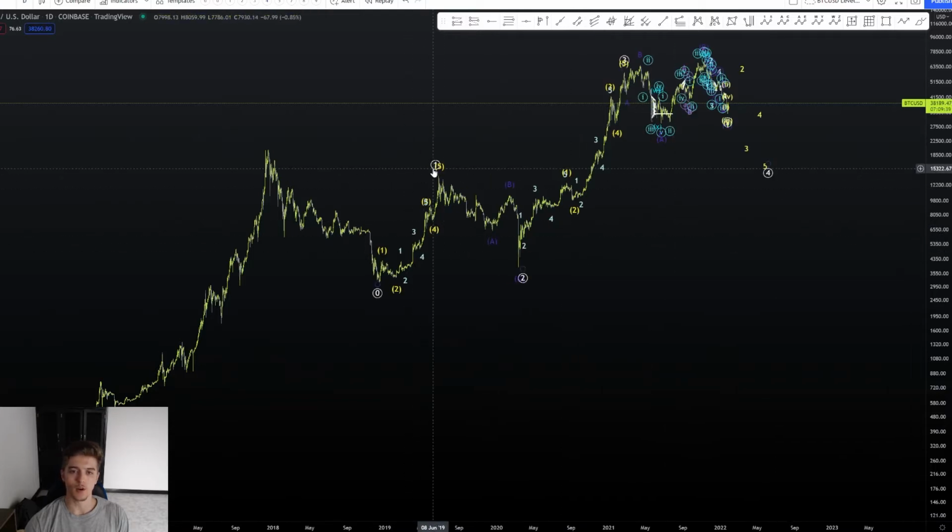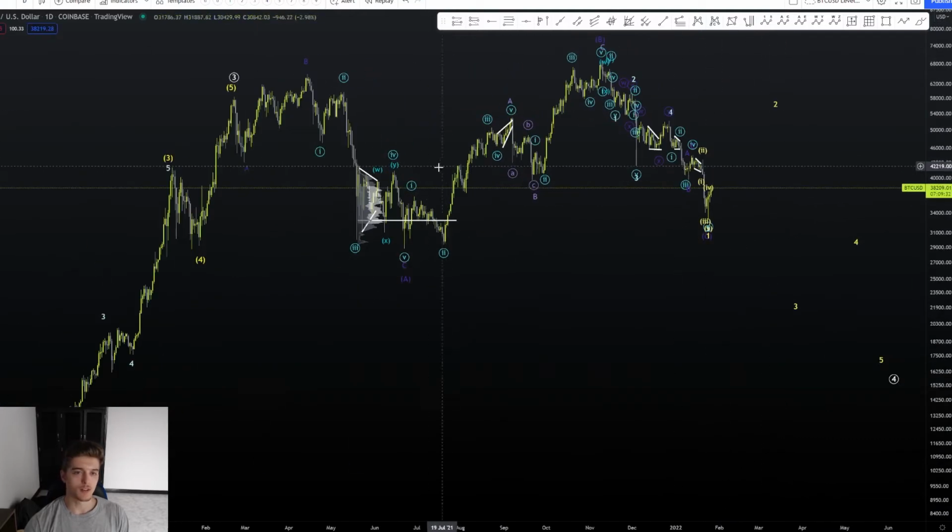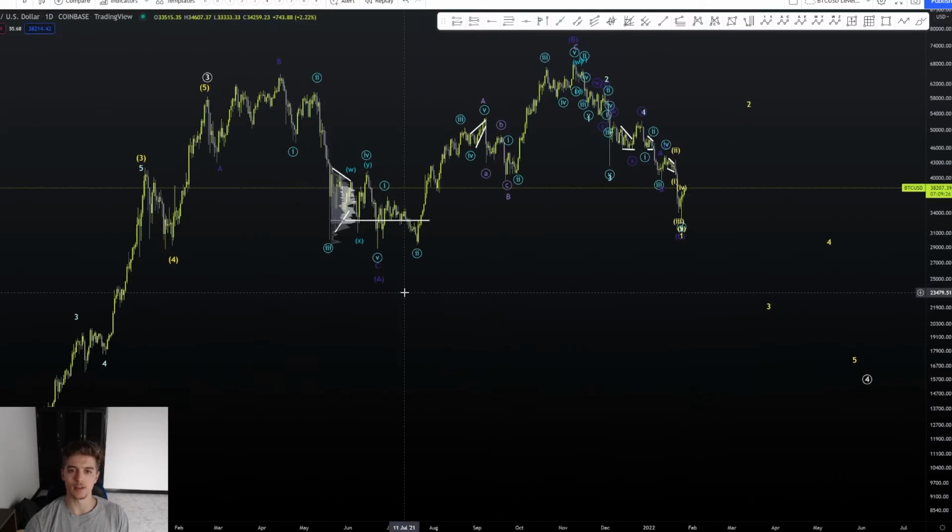So this would be a primary 1, down for a primary 2, 3, or currently in a primary 4. Now let's zoom into this section right here. What we're looking at here is an expanded flat for this intermediate wave A for an A, B, C. This would be a zigzag, an A, B, C for this intermediate wave B. And then we're currently in this intermediate wave C, and there's multiple ways we can interpret it.